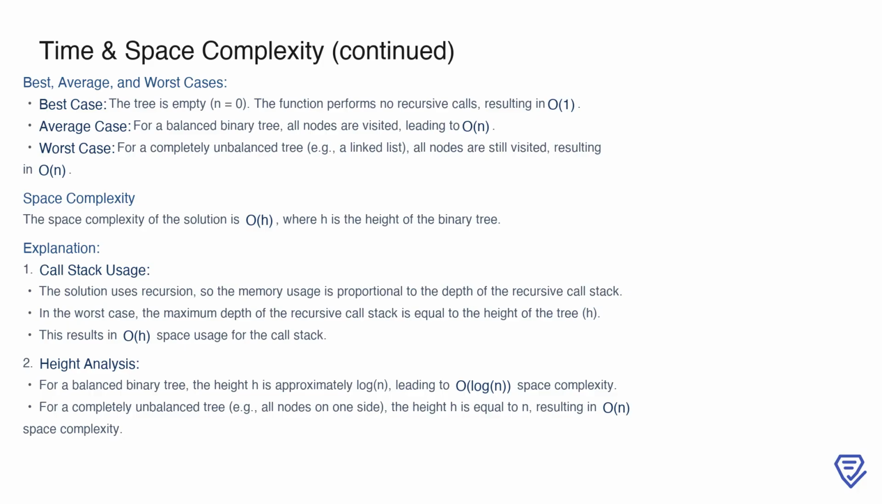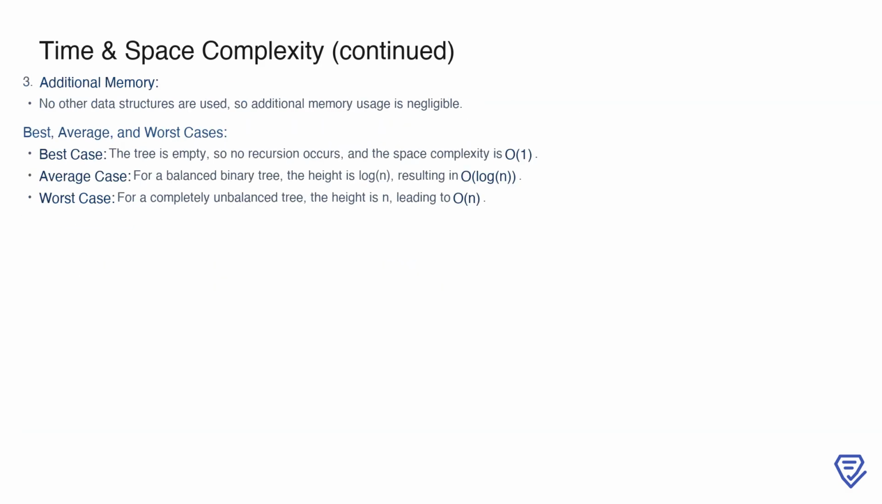Moving on to space complexity, it is determined by the depth of the recursive call stack, which depends on the height of the tree, denoted as h. In the worst case, the maximum recursion depth is equal to the height of the tree, leading to O(h) space complexity. For a balanced binary tree, the height is approximately log n, resulting in O(log n) space complexity. However, for a completely unbalanced tree, the height equals n, so the space complexity becomes O(n). Additionally, the solution does not use any extra data structures, so the additional memory usage is negligible.